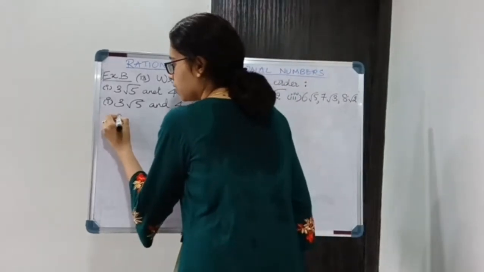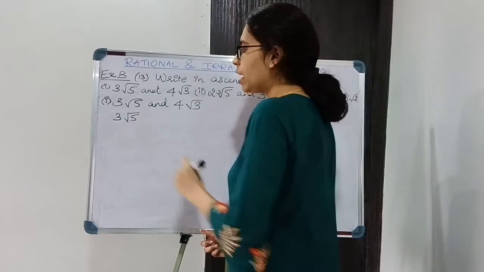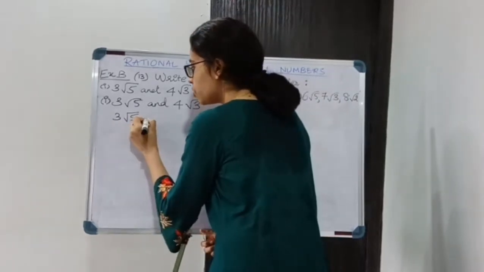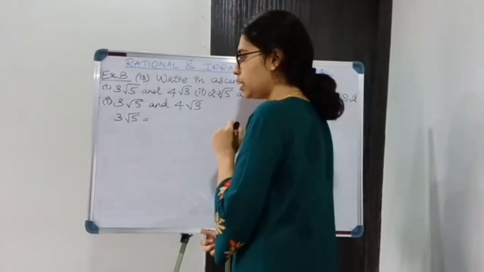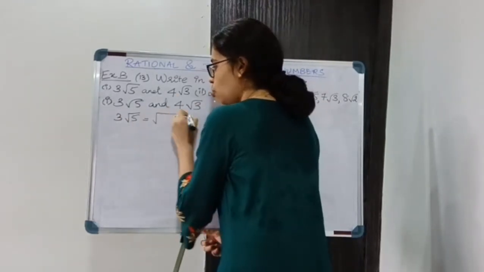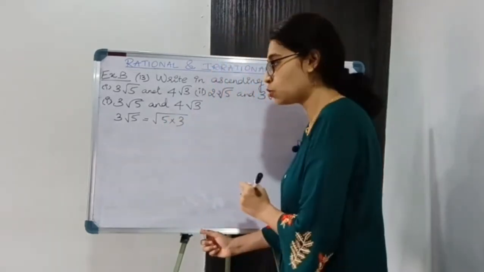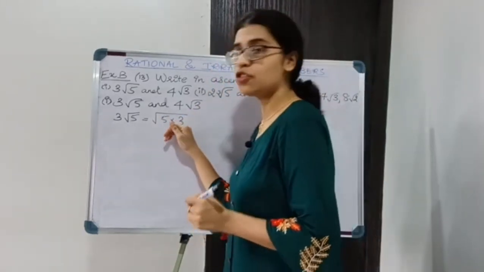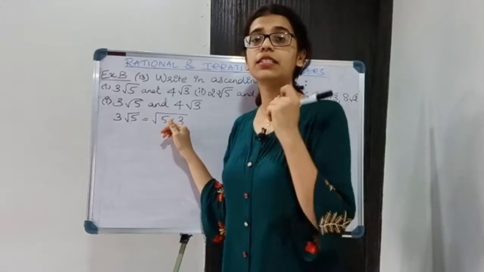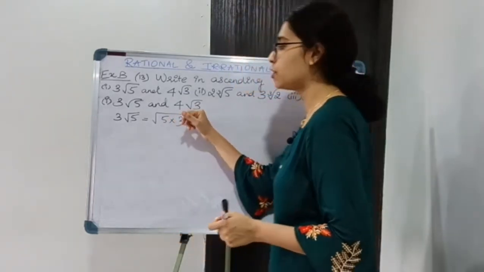Now the first number is 3 root 5. I'll write down the number. Now the first step is going to be to shift it inside the root. So I'll shift the number outside the root inside the root, and as soon as I shift it inside, the second immediate step is to change its power. I have to change its power over here.